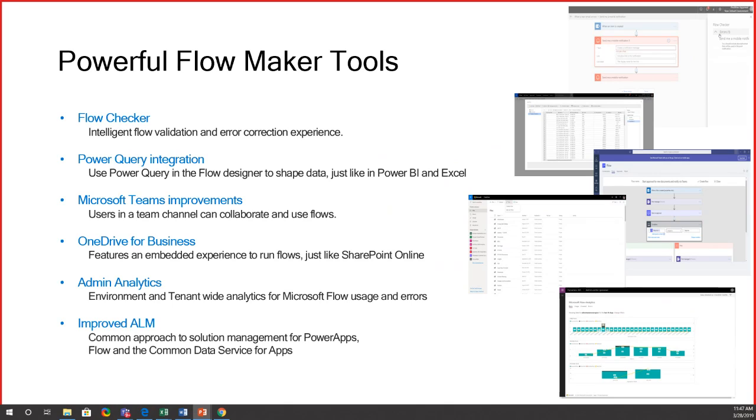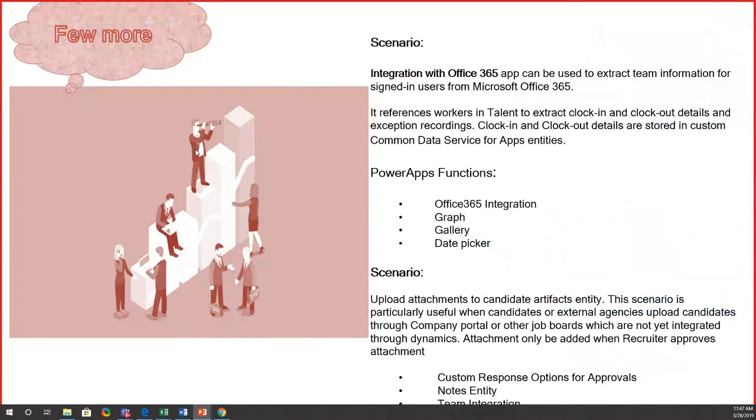Let's just get into one of the scenarios that I wanted to show you. This particular scenario, the second scenario, is uploading attachments to the candidate artifacts entity. Candidate artifacts entity is the entity that carries the metadata of the attachment. This is a scenario most of our customers and partners are planning to implement, or some of them have already implemented, basically when they want to use their own career portal for candidates to apply.